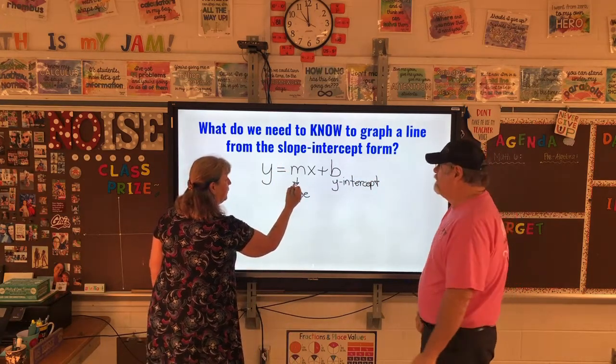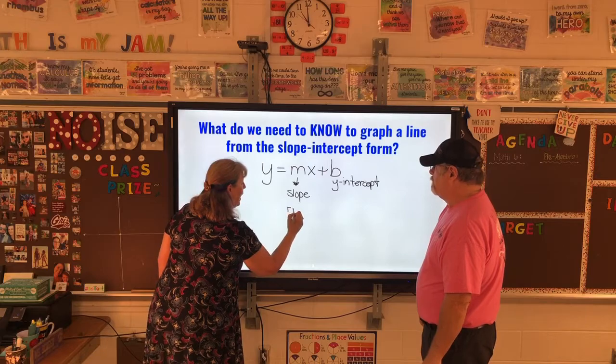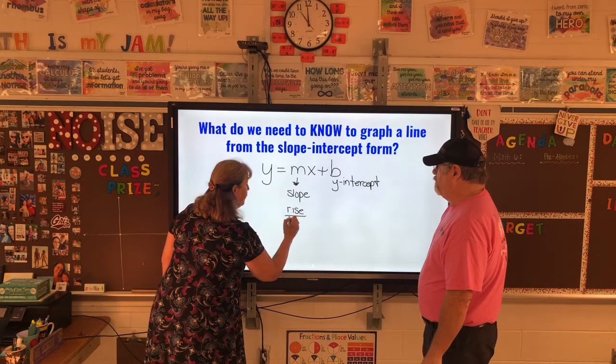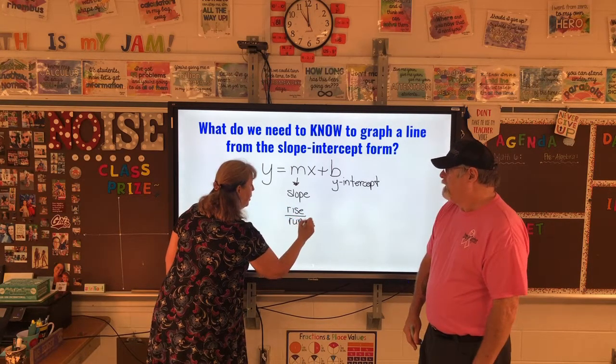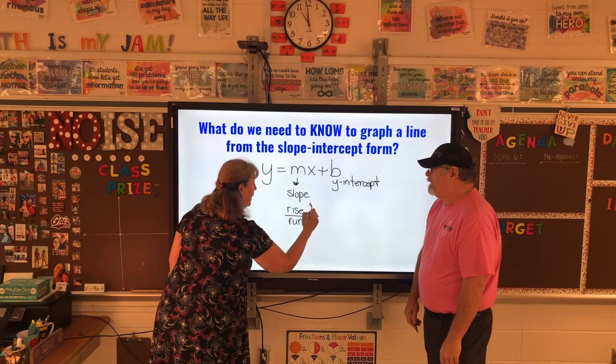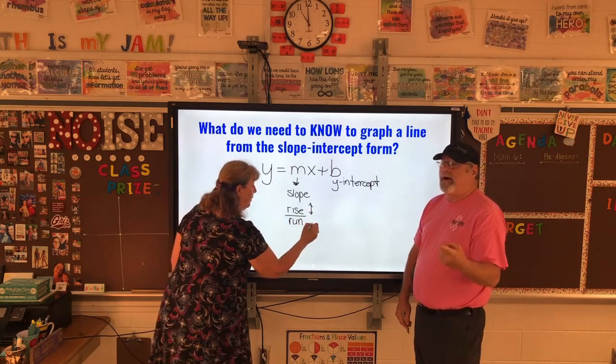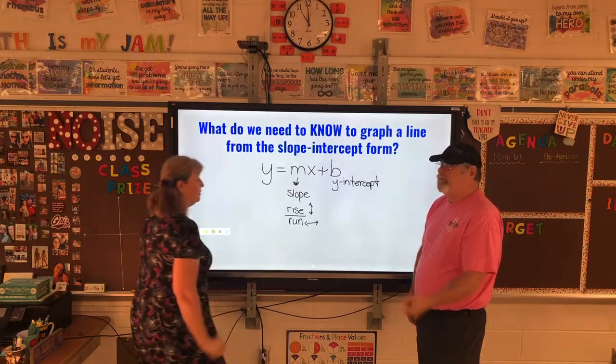I just want to add one more thing for the slope. That is the rise over the run. Always. So remember, we're either going to be going up and down depending on the number. Change in y over the change in x.